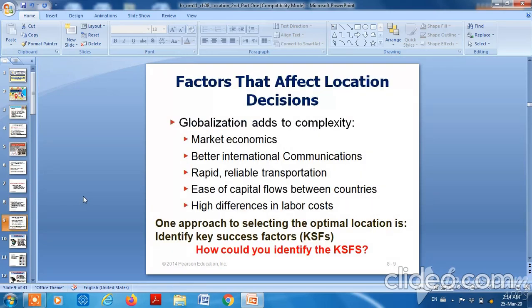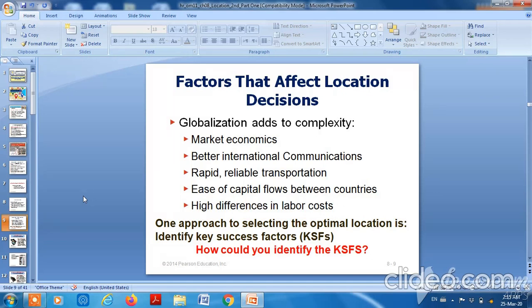Factors that affect location decisions. Indeed, globalization adds to the complexity. Already this topic is complicated, not easy, but it's not impossible. Globalization adds to complexity because of market economics, better international communications, rapid and reliable transportation, ease of capital flows between countries, and the high differences in labor costs between the countries and different sites.